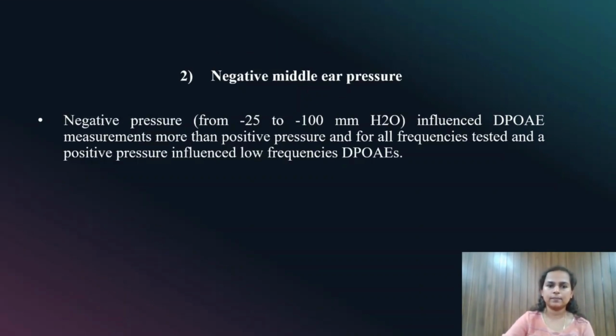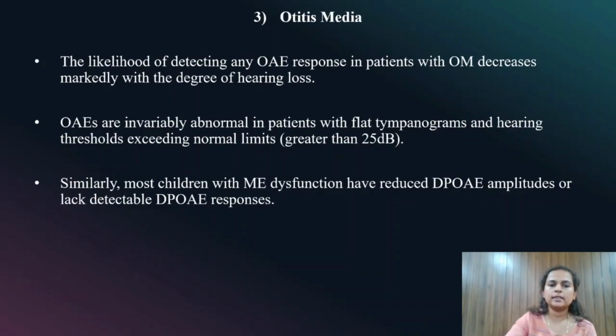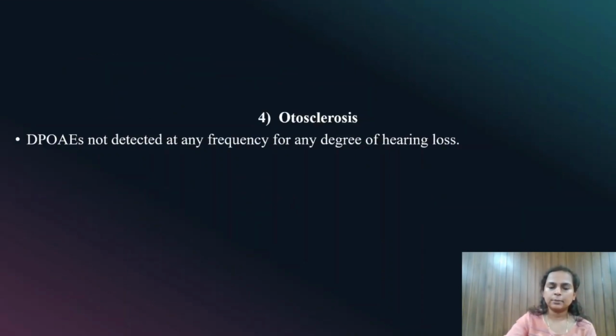In otitis media, OAE responses decrease with the degree of hearing loss, and OAEs are abnormal in patients with flat tympanograms and hearing thresholds greater than 25 dB. Most children with middle ear dysfunction have reduced DPOAE amplitudes or lack detectable DPOAE responses. DPOAEs are not detected in otosclerosis for any degree of hearing loss.